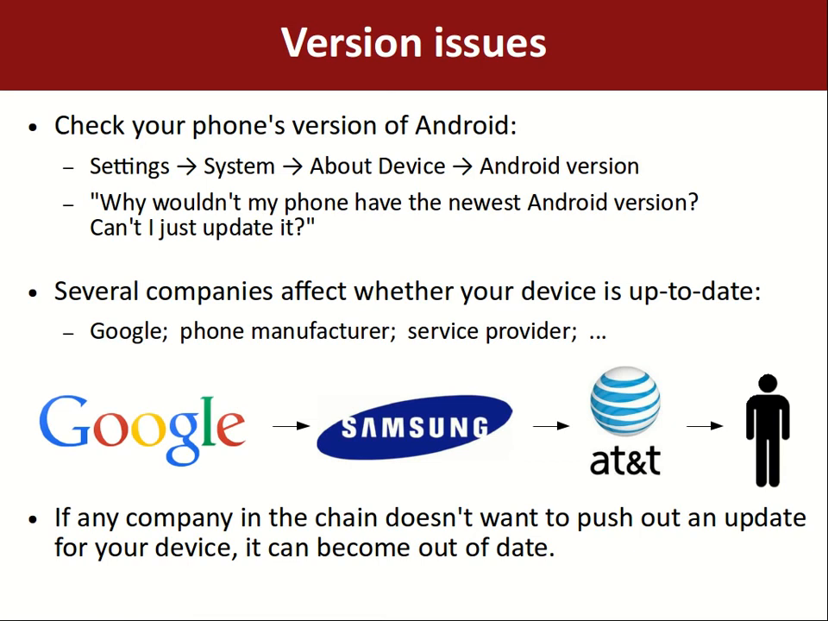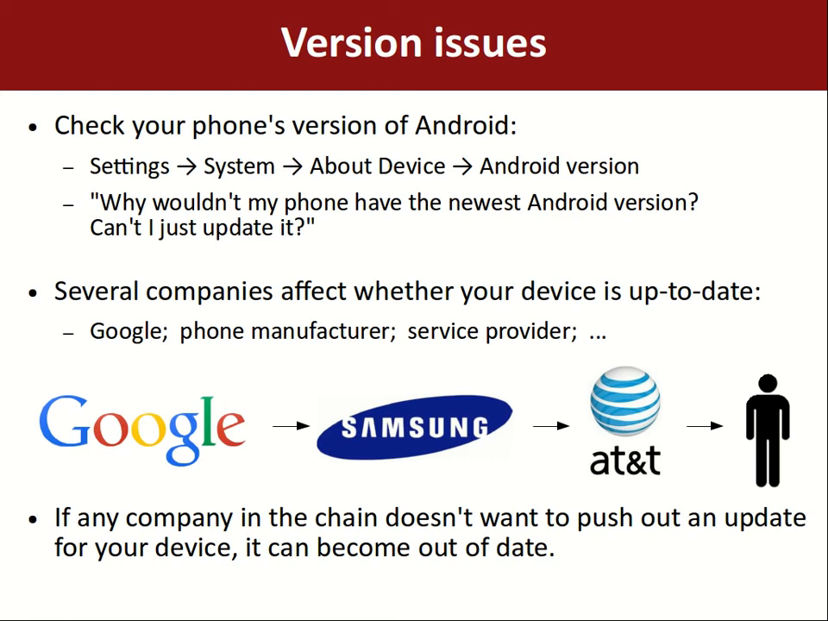6.0 came out in October. You would think that by now my phone would have pulled it and downloaded it and installed it or something, or at least asked me if I wanted to do that. Unfortunately, there is a series of blockades in the way that might stop that from happening.